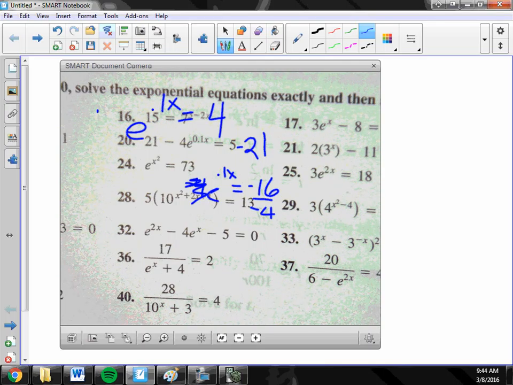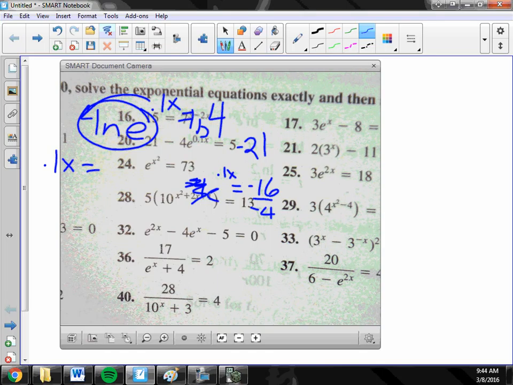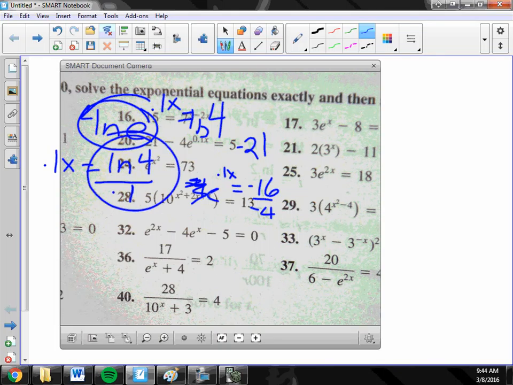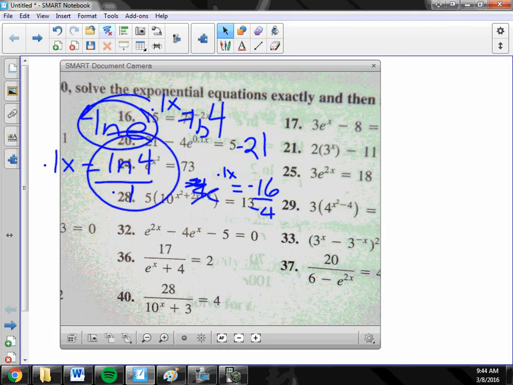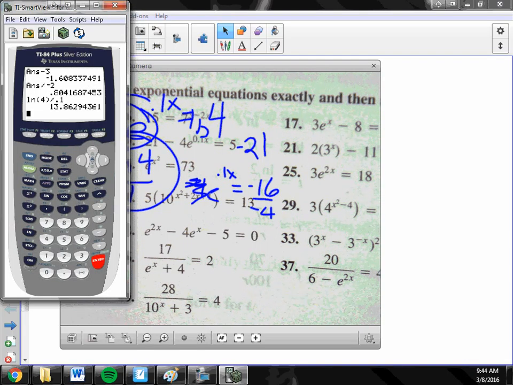Now we ln both sides, and we drop this. 0.1 x is equal, well, what is the ln of e? It's 1, so we get 1 times 0.1 x. So this is the natural log of 4, and I'm going to divide by 0.1. So that is the exact answer. ln of 4 divided by 0.1, and that is the approximate answer, 13.8.